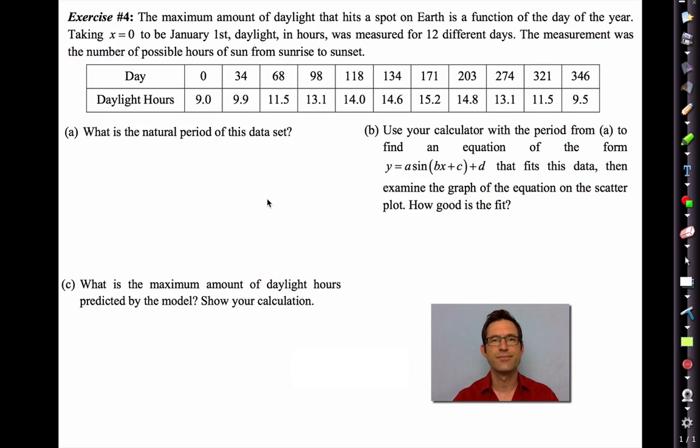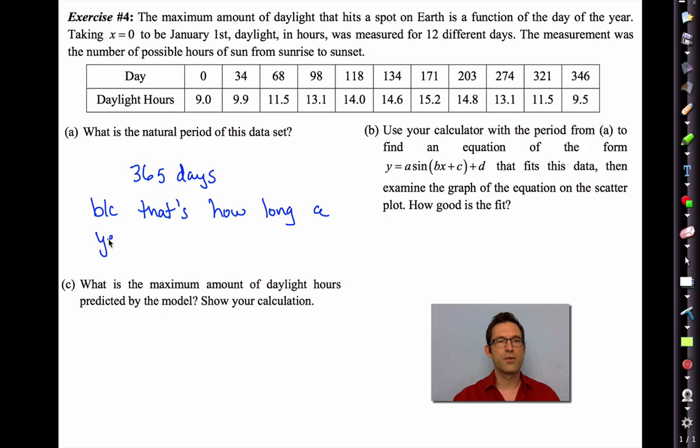Now, what would be the natural period of this data set? Think about this for a second. It should be 365 days, because that's how long a year is. Let's not get into leap years and all of that. It would make almost no difference if we used 365 or 366. 365 days.